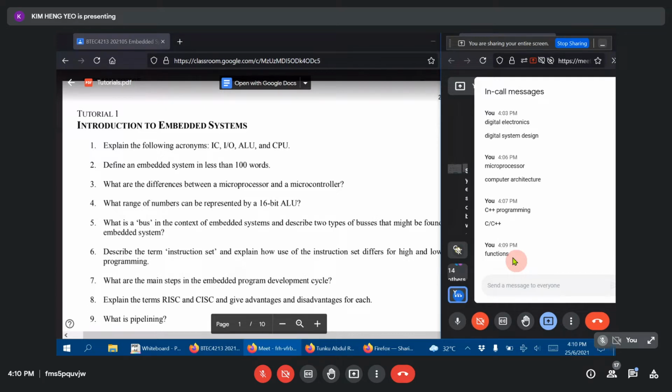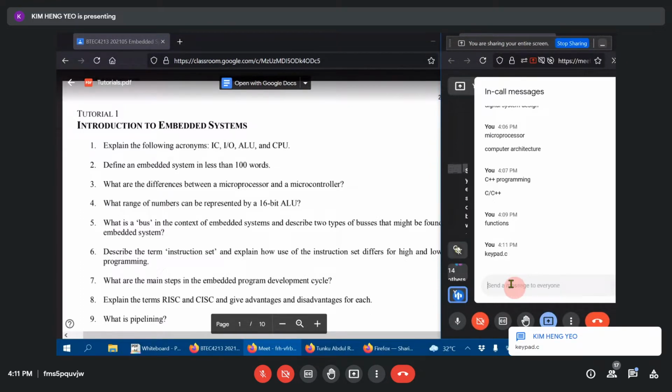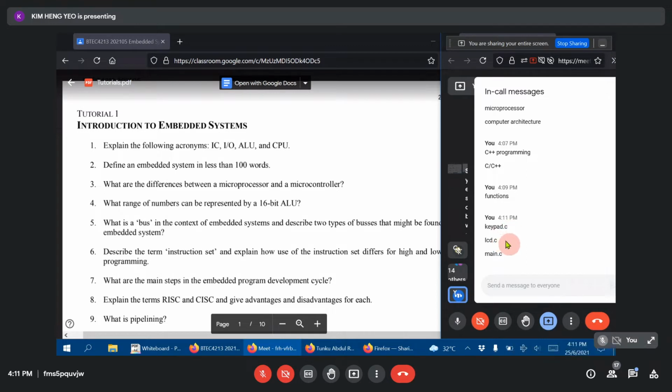For example, let's say you want to write a program with a simple LCD and keypad. You should have one source file to put all the functions for the keypad. We call that keypad.c. And then you should have one source file to put all the LCD functions. We call that lcd.c. And then you have your main.c. Main.c will call the LCD and the keypad functions which are in keypad.c and lcd.c.